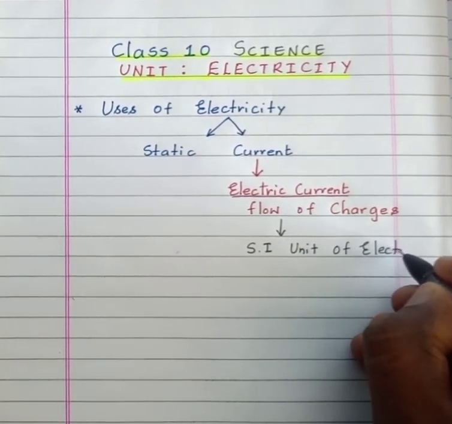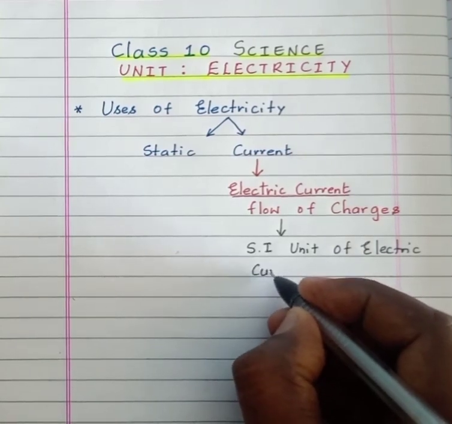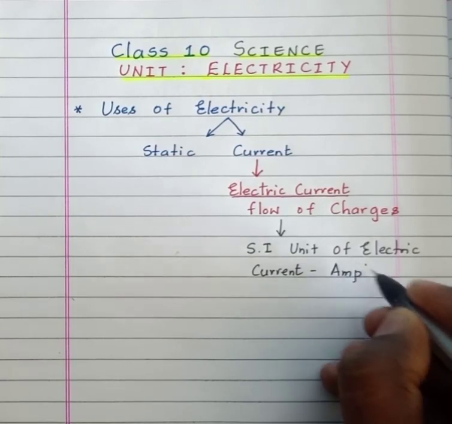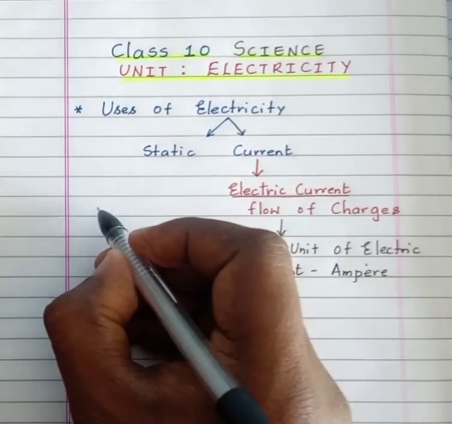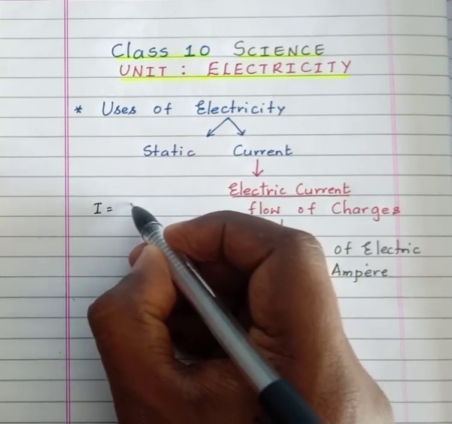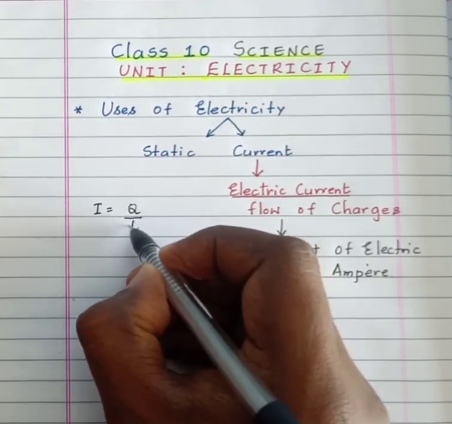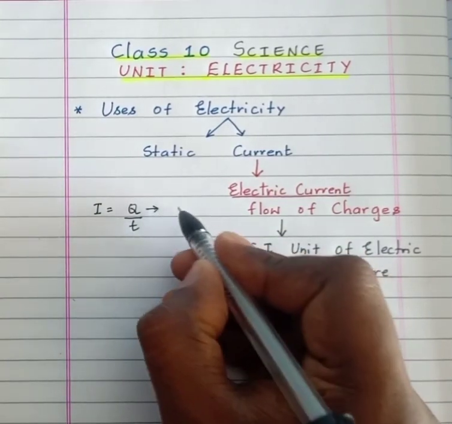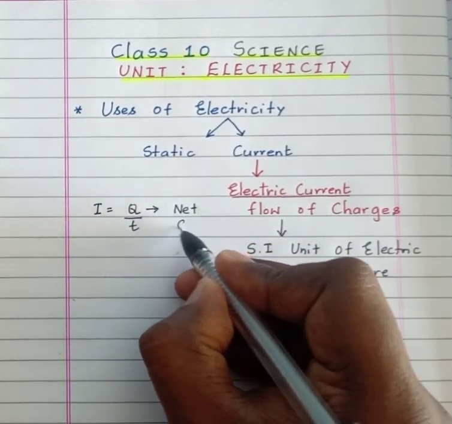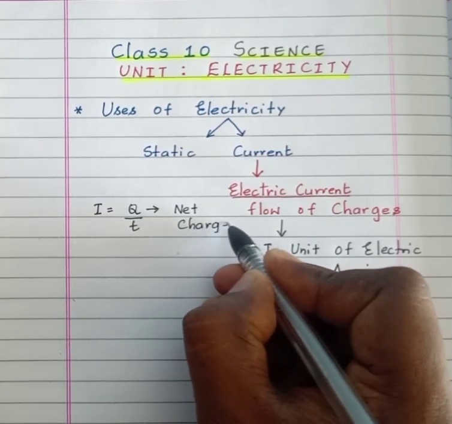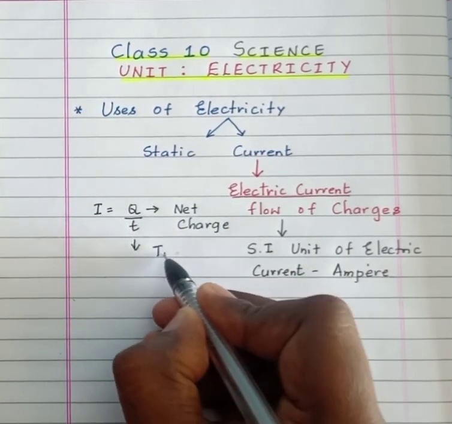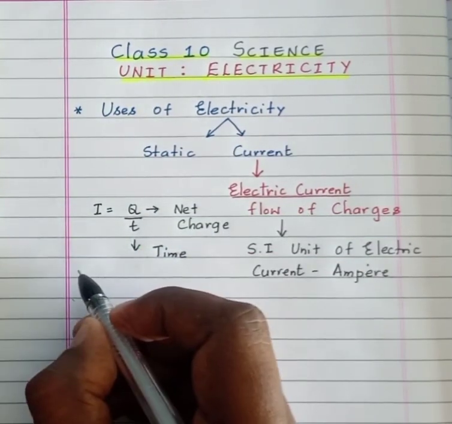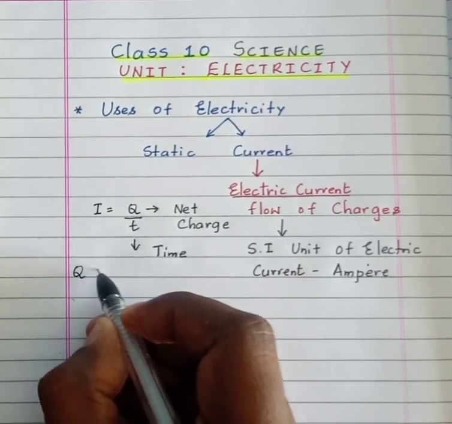We define electric current as the flow of charges, that is I equals Q by T, where I is the current, Q is the net charge, and T is the time. We define current as the net charge which flows across any cross section of a conductor in time T. Electric current is the rate of flow of electric charges. I equals what? Q by T.